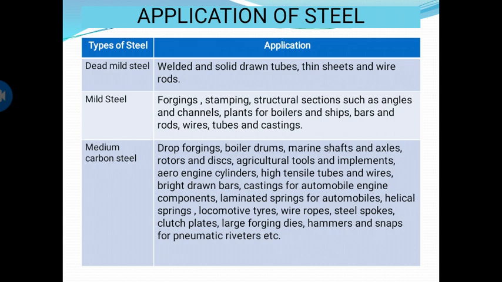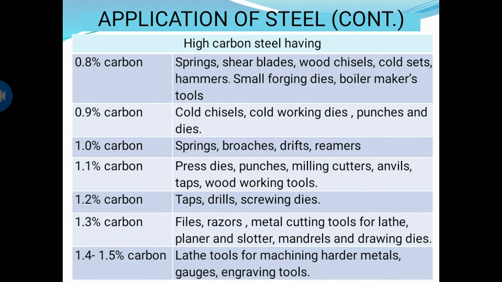Next is medium carbon steel. Medium carbon steel is used for drop forging, boiler drums, marine shafts and axles, rotors and discs, agricultural tools and implements, aero engine cylinders, high tensile tubes and wires, bright drawn bars, castings for automobile engine components, laminated springs for automobiles, helical springs, locomotive tires, wire ropes, steel spokes, clutch plates, large forging dies, hammers and snaps for pneumatic riveters. So these are the applications of medium carbon steel.